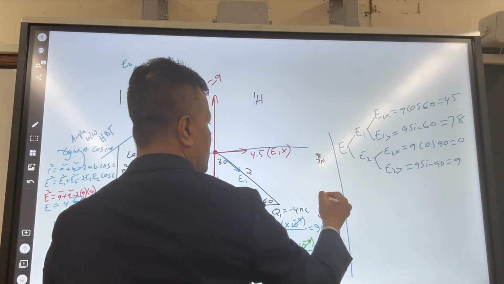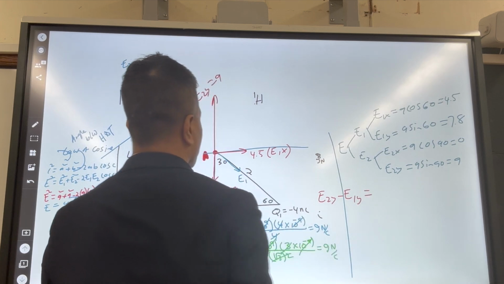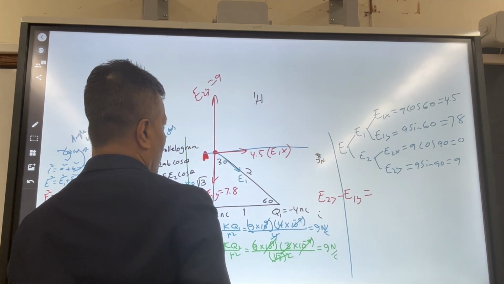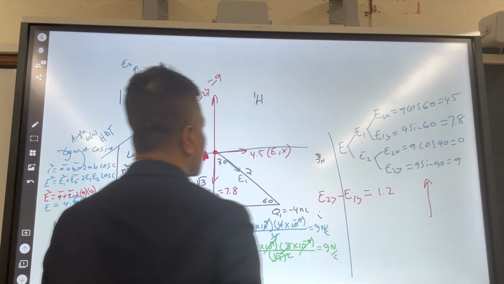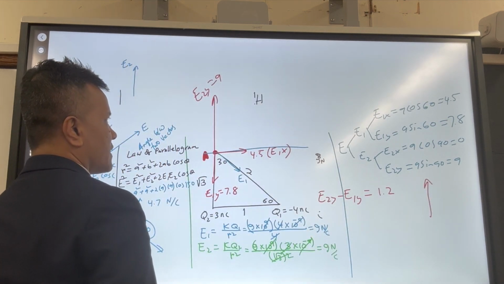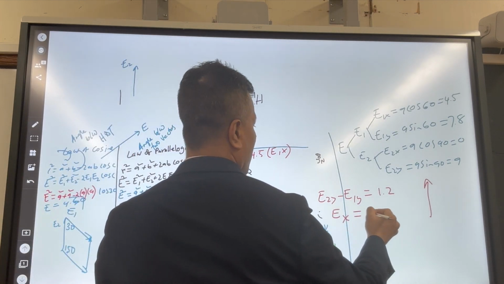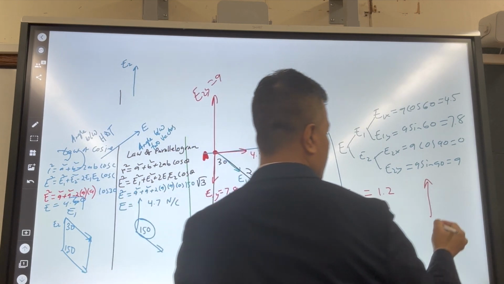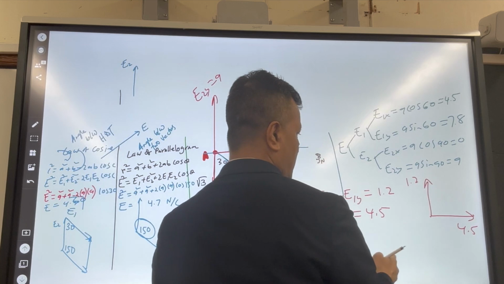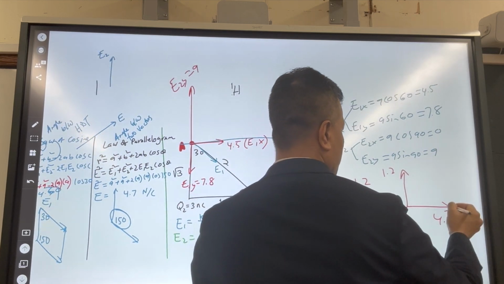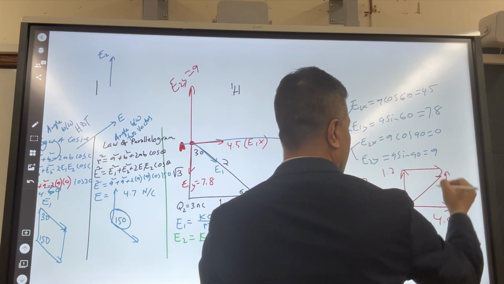So E2y minus E1y is equal to 1.2, and that is this. And then Ex is equal to 4.5. So 4.5, 1.2. Okay? So you use the parallelogram, and what do you get?